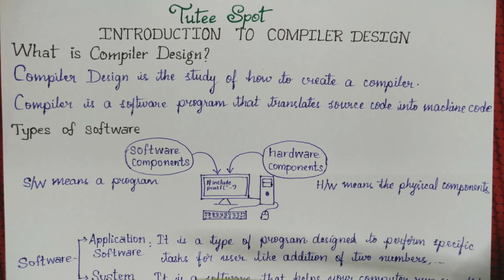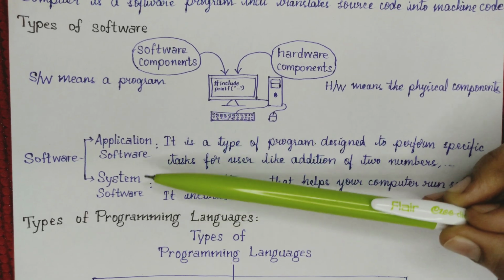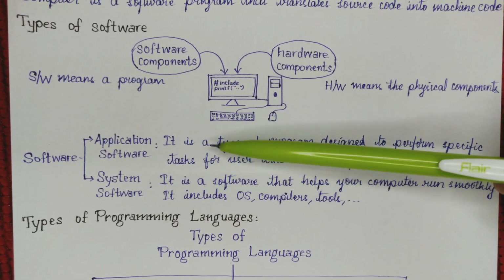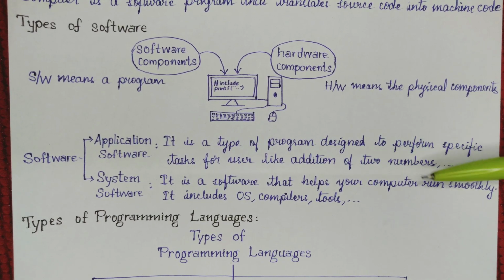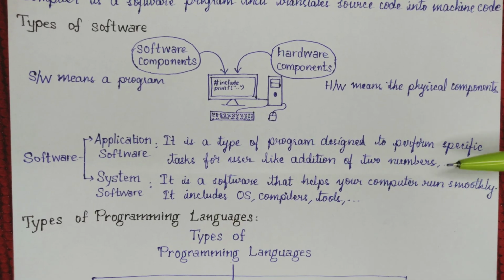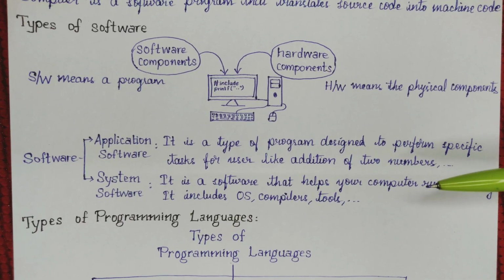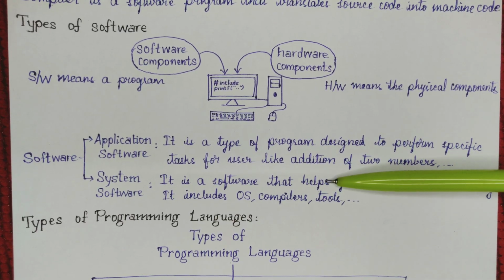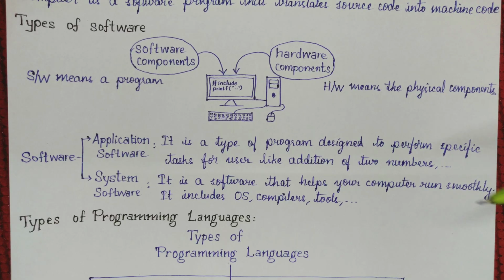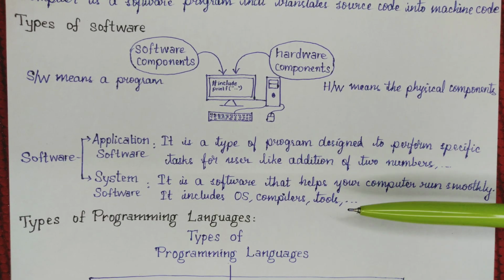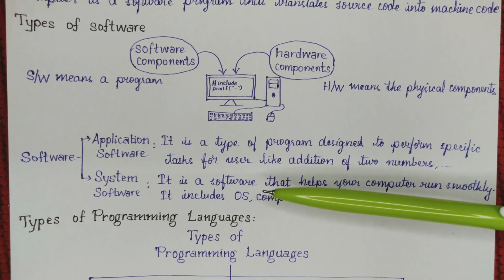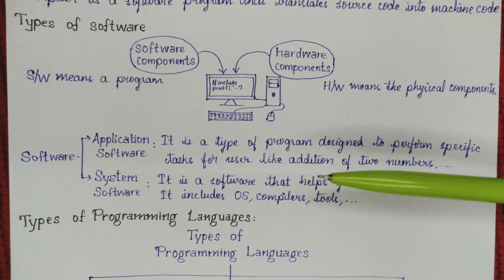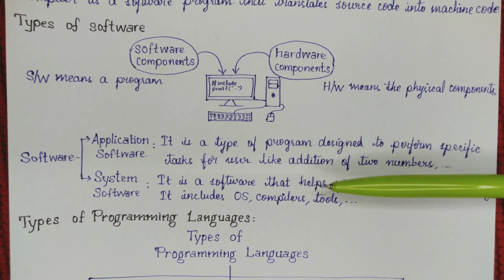We have two types of software. First is the application software and second is the system software. Application software is a type of program designed to perform specific tasks for the user, like addition of two numbers, finding even numbers, browsing the internet, photo editing or any other task. Here the user develops the program. Whereas the system software is the software that helps your computer to run smoothly. It manages the computer hardware and provides the foundation for programs to work. It includes things like operating systems like Windows or Linux, compilers, assemblers, drivers, tools that keep everything working properly.